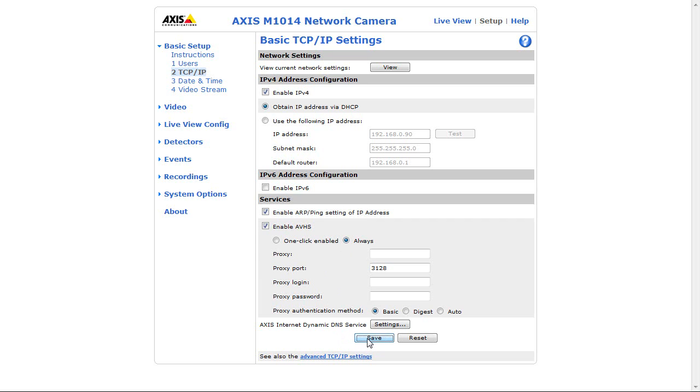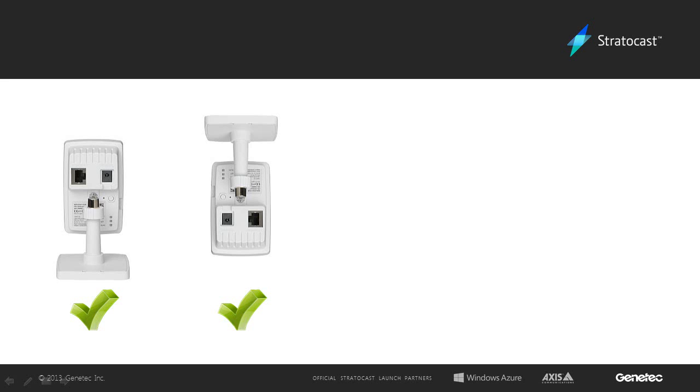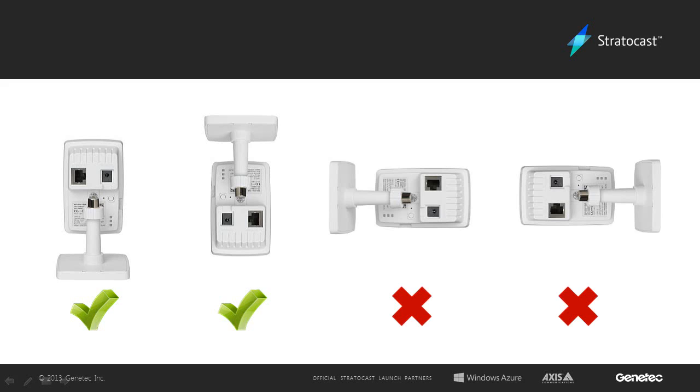If the video unit has edge recording capabilities and has a memory card installed, the last step would be to back up any recordings that are currently on the card, as it will be formatted as part of the addition process. If the camera is to be mounted on a wall, make sure the image rotation can be set to 0 or 180 degrees. Rotation values of 90 or 270 degrees are not supported within Stratocast.